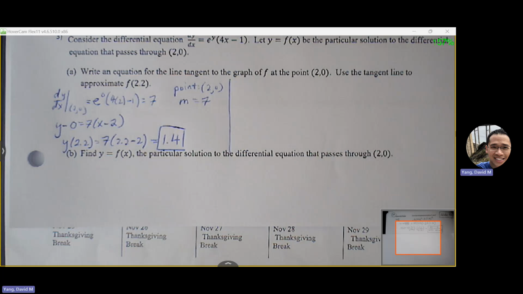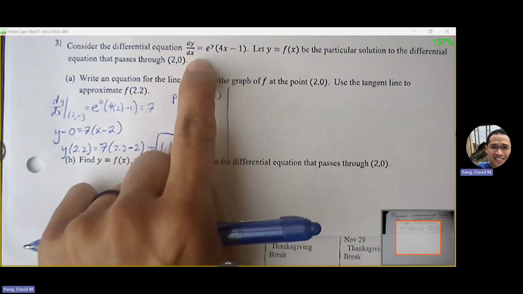Okay, so part A hopefully feels pretty straightforward, right? Change sign equation, plug in the decimal. Okay, part B, now we're solving differential equations. So we're gonna go through our full process here.